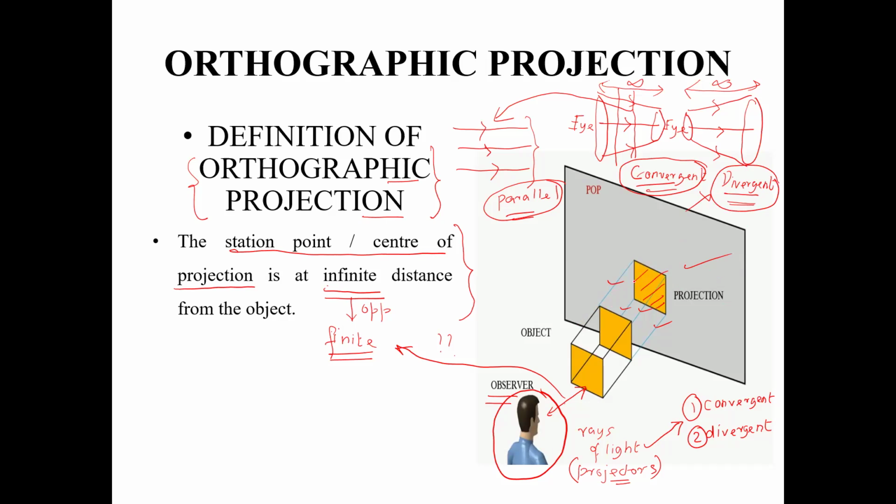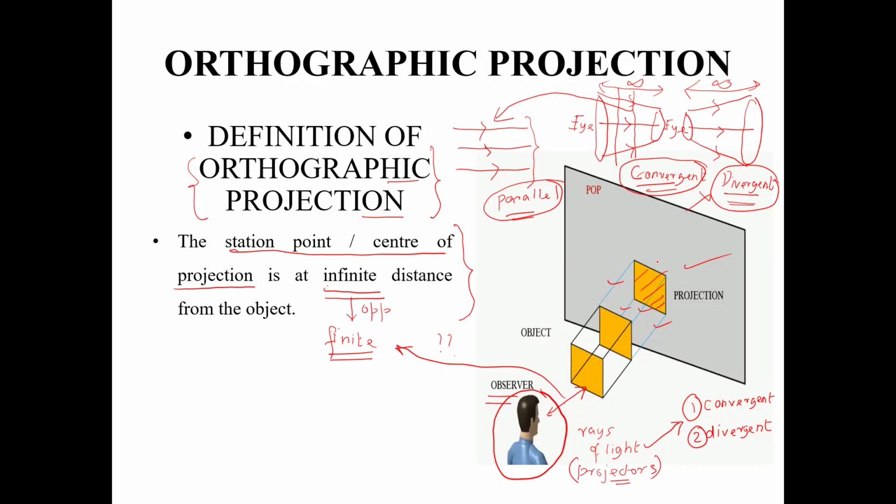We want the size of the projected view to be exactly equal to the size of the original object, because from the projected view, we want to be able to extract the original dimensions of the object. That is why we are drawing the projected view on the plane of projection, so that we are able to extract the original dimensions of the object by looking at the projected view.